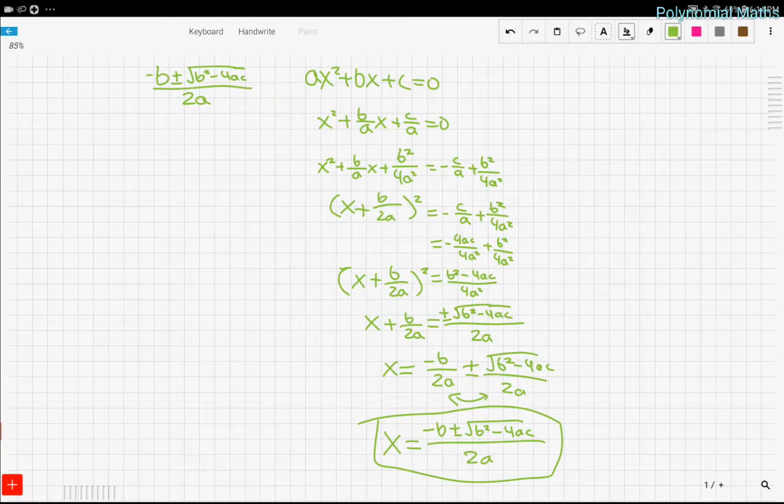Now, in another video, I'll show you how to solve any quadratic in this form just by completing the square. And in my opinion, it's much easier than using the quadratic formula in some cases. But if you don't know how to do that, you can always just stick with the quadratic formula.